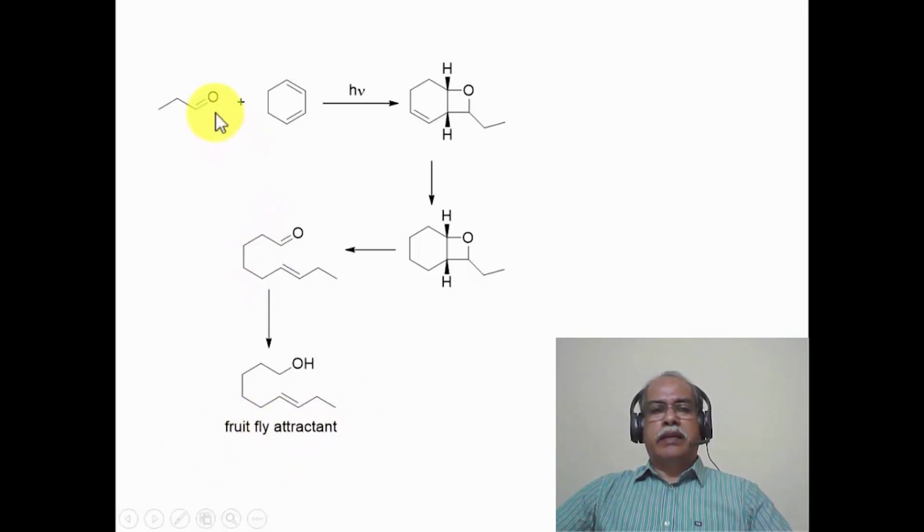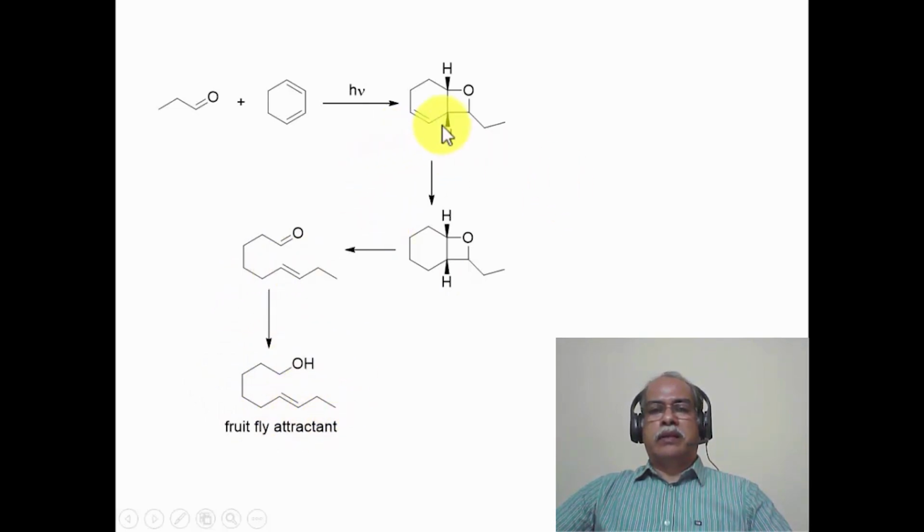This is done by initially doing a 2+2 cycloaddition reaction, which is the Paterno-Buchi reaction. So the carbonyl undergoes a 2+2 cycloaddition reaction with the olefin to produce this particular oxetane as the product. These subsequent reactions are of course synthetic transformations to get the fruit fly attractant, which is the E isomer of this olefin alcohol that is given here, for example.